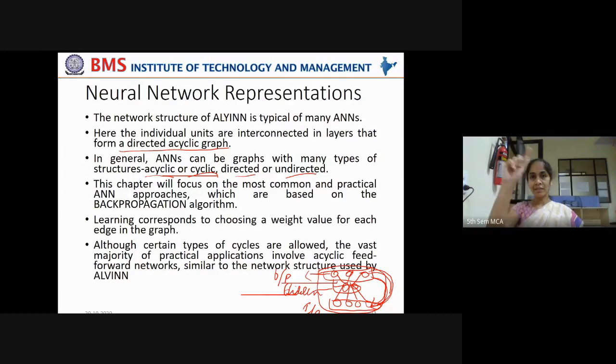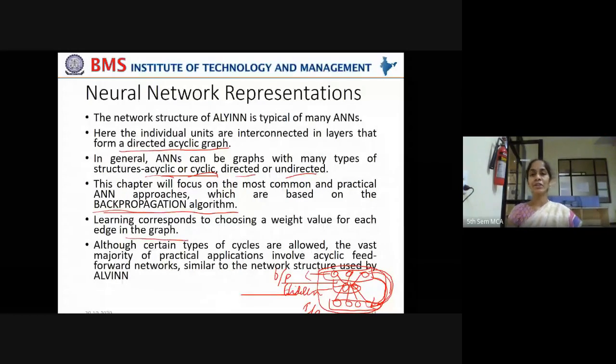In that case, there is a cycle. We call it a cyclic graph, a directed cyclic graph. Now this chapter will focus on the most common and practical artificial neural network approaches, which are based on the backpropagation algorithm. Now learning corresponds to choosing a weight value for each edge in the graph.